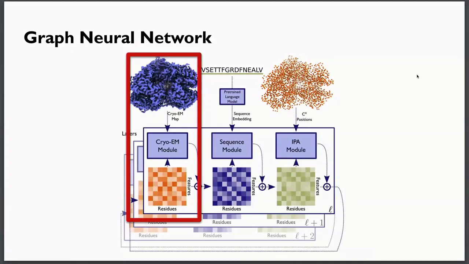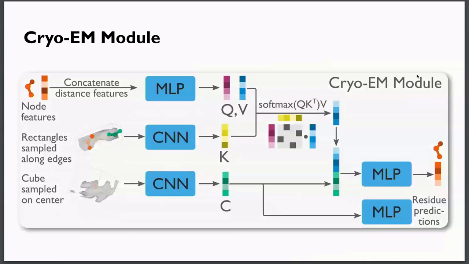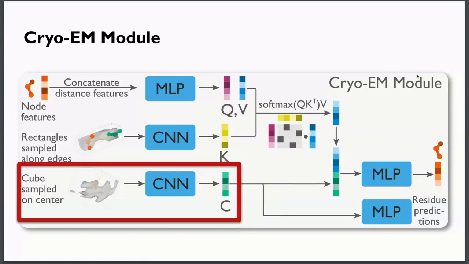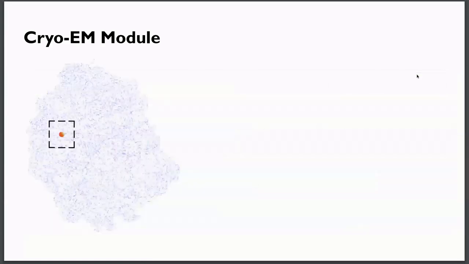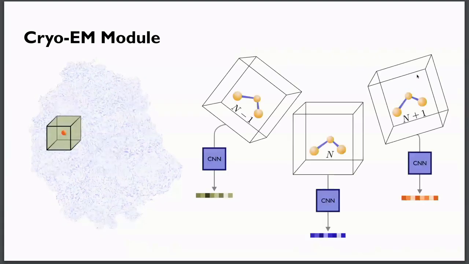So for example, the first module is the cryoEM module. And this is going to be taking the cryoEM map and trying to extract features from it for each residue. And the way that works is with this algorithm called attention. And basically, for example, in this part, we take each residue and we sample, interpolate a cube of density centered at that residue and also aligned with the backbone at that residue. We put it through a convolutional neural network and we get a feature vector out of it. So this can give you information such as what the side chain looks like, what the backbone orientation looks like at that point, and so on.